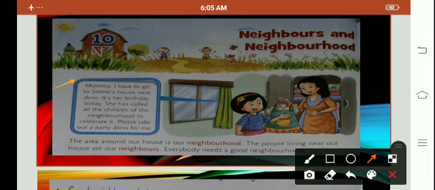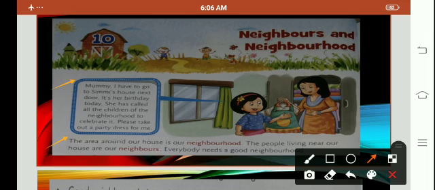So here Saina is asking her mother to take out a party dress for the birthday celebration of a friend whose name is Simi and who stays in the neighborhood. So today we are going to study what the meaning of neighborhood is and what the meaning of neighbors is.